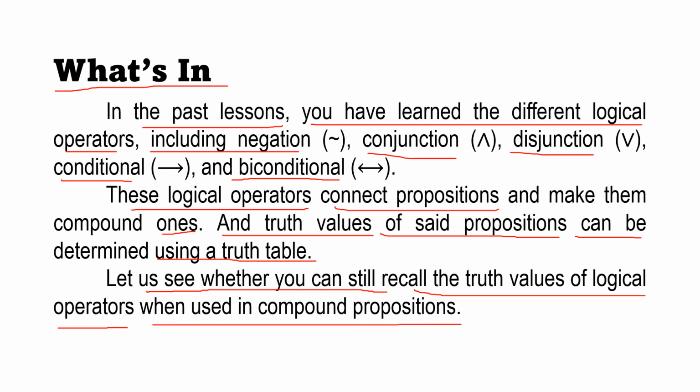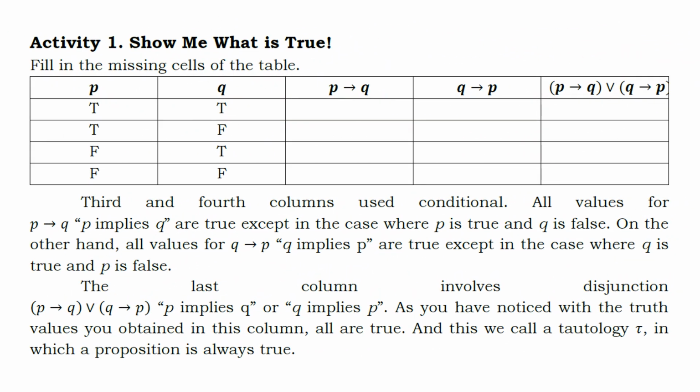So let's deal with this activity. For the first activity for this module, under your what's in, show me what is true. Your task now is to fill in the missing cells of the table. As you can see in the first column, there are given truth values for your P proposition, and the second column will be your truth values for your Q proposition.